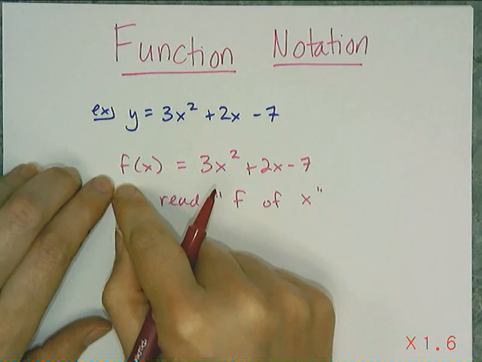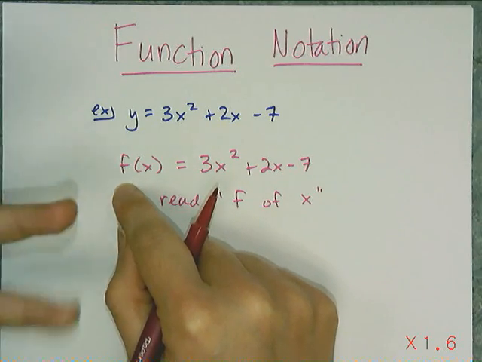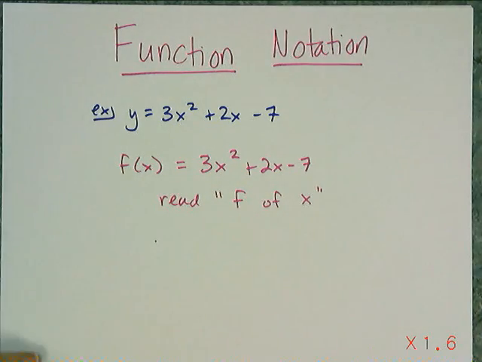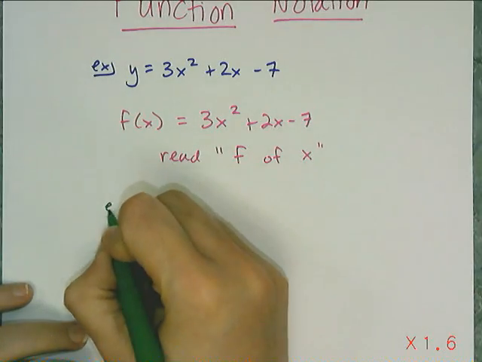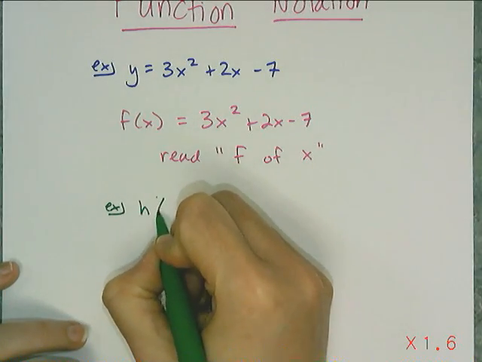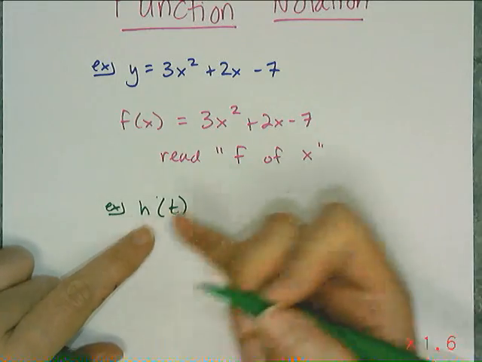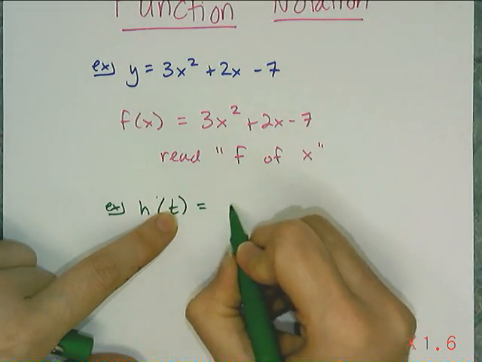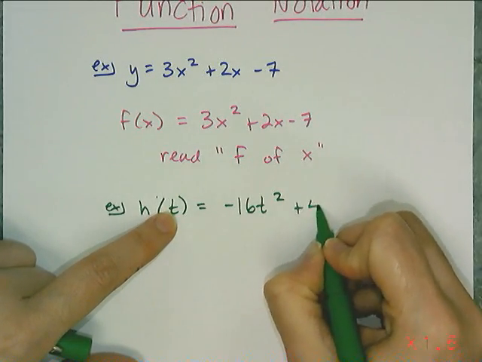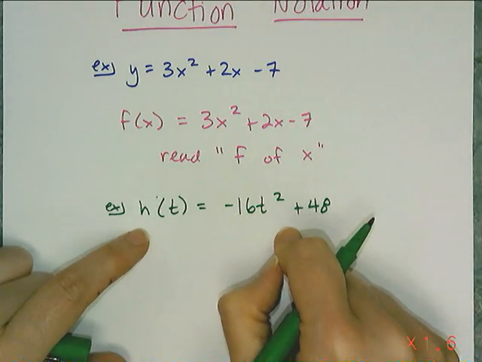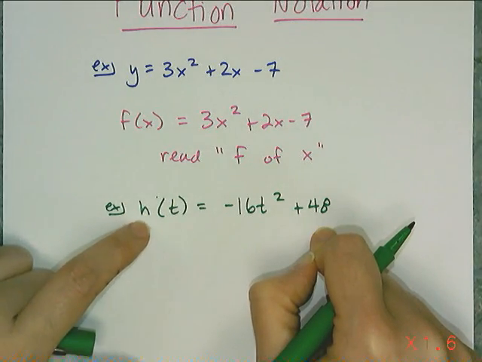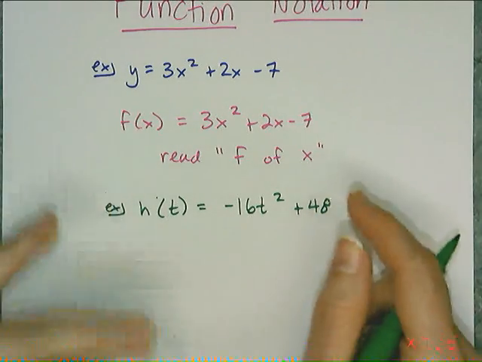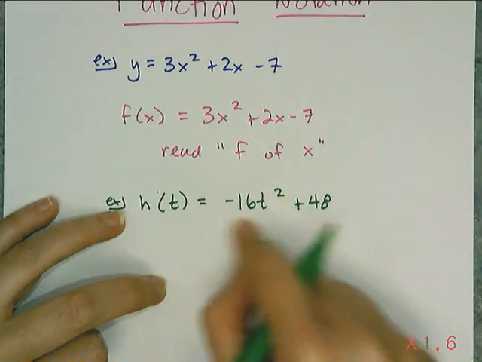Now, f is just some generic name that I come up with for the function. F stands for generic function, and x is the variable of input. So if I have a problem context, for example, an object's height above the ground over time t, instead of using y equals, I can use h of t, which means height at time t. And I can come up with some equation for that. This is actually the equation for an object's height over time t that was dropped from 48 feet above the ground. And so I can figure out its height at time 0, time 1, time 2, and so forth. So this is function notation.